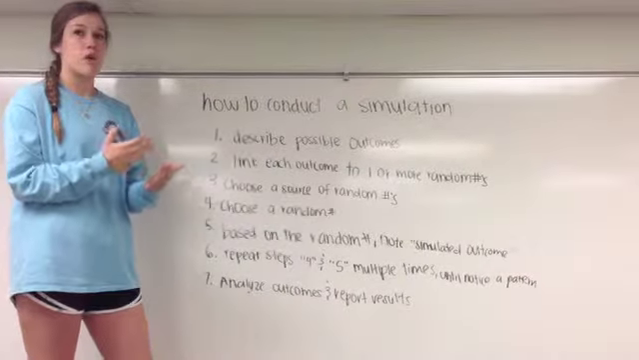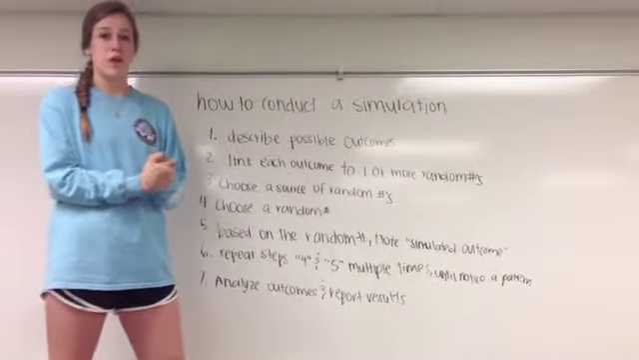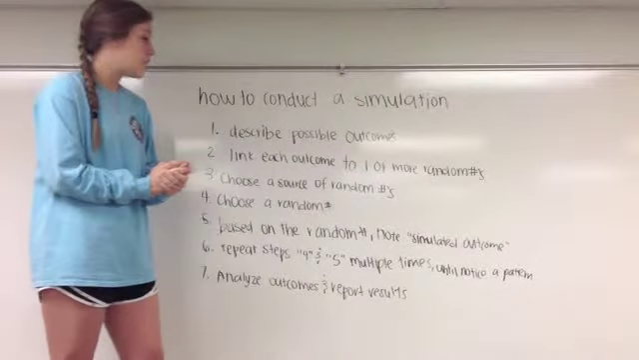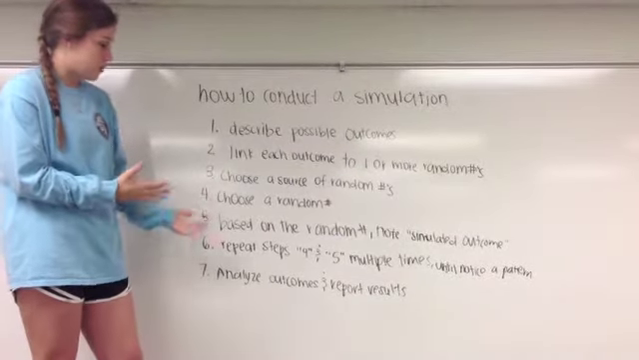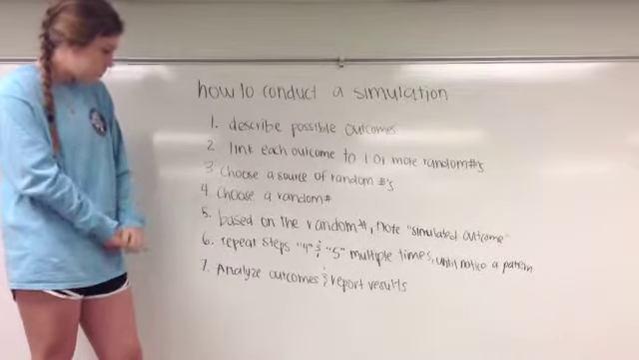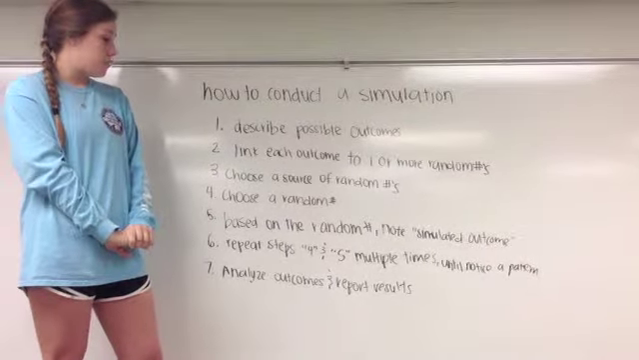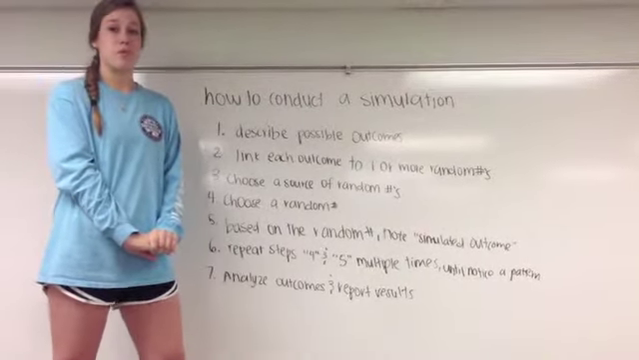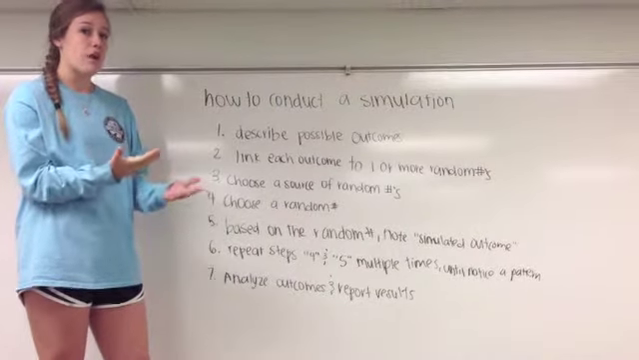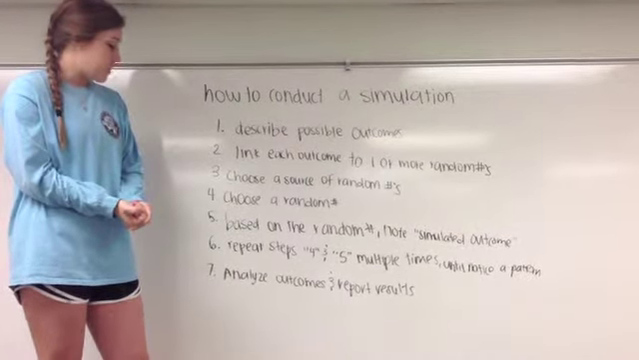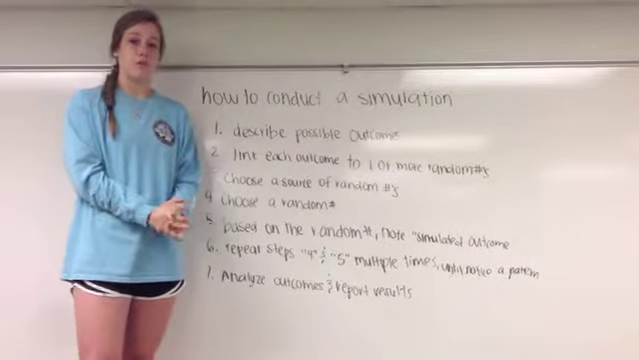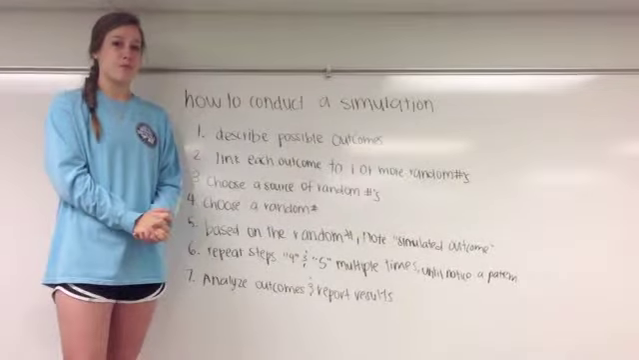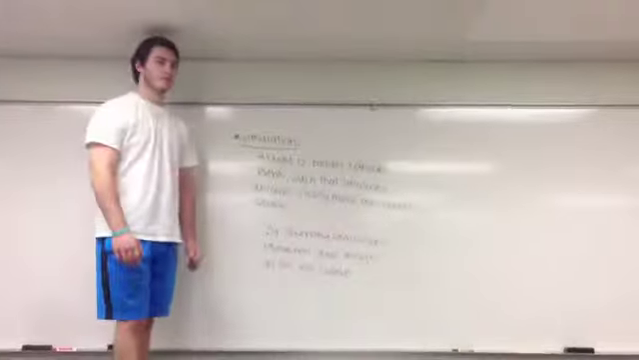So if you get more numbers from 0 to 49 than from 50 to 99, then the outcome is more towards heads. Six, you want to repeat steps 4 and 5 multiple times until you notice a pattern, until you can actually come to a conclusion. And seven, you want to analyze the outcomes and report the results. These steps will help you solve a simulation.